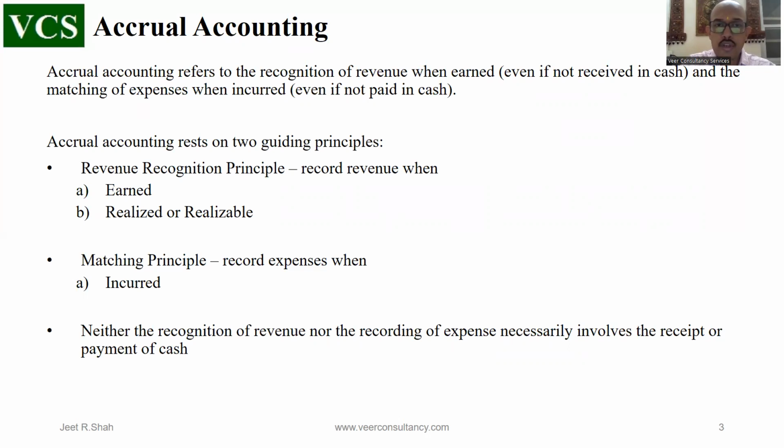So when will you recognize the revenue? You will record the revenue when A, it is earned, and B, it is realized or realizable. What is the matching principle of accounting? It records the expenses when they are incurred, whether or not they are paid. Neither the recognition of revenue nor the recording of expenses necessarily knows the receipt or payment of cash. This is very critical to understand.